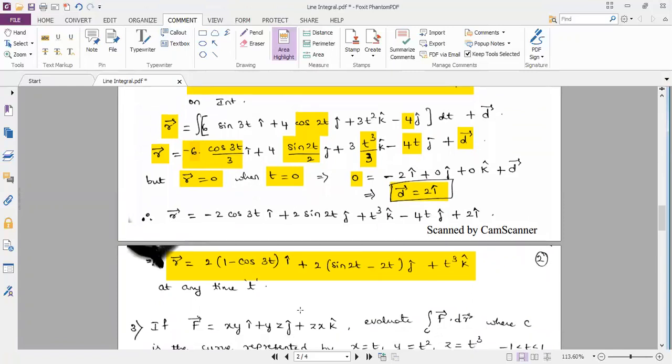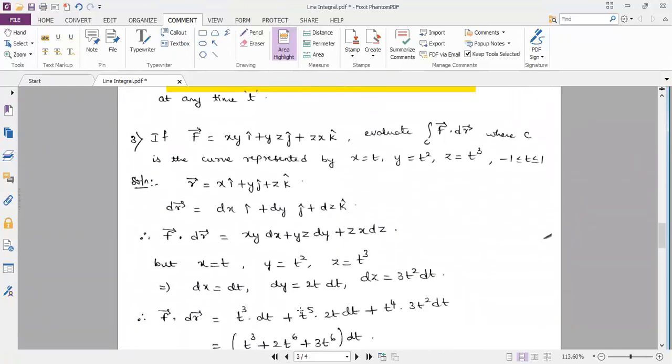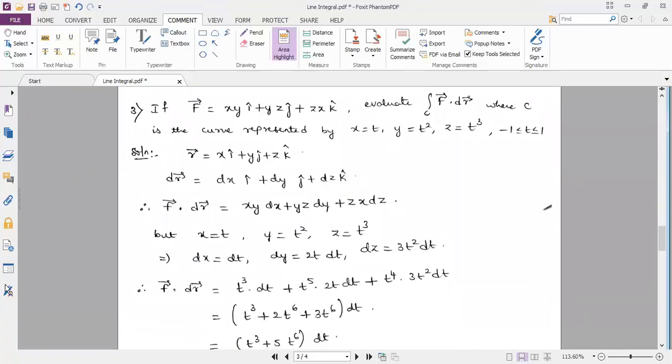Now we see another problem wherein x, y, z are defined in terms of t. So let's see the question. Given vector f is equal to xy i plus yz j plus zx k, evaluate the integral over c of f dot dr, where c is the curve represented by x is equal to t, y is equal to t square, z is equal to t cube, and t lies between minus 1 and plus 1. T ranges from minus 1 to plus 1.